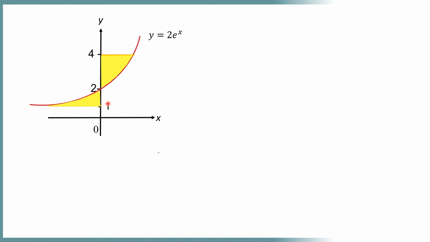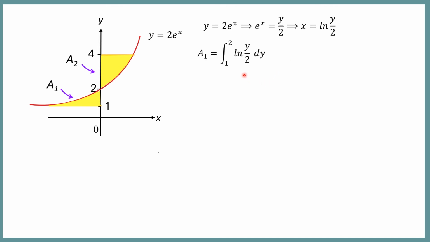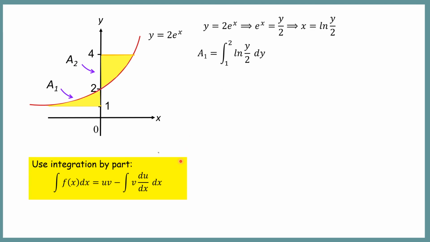Now, label the region on the left side of the y-axis as A1 and the region on the right side of the y-axis as A2. Next, from y equals 2e^x, we convert it to x in terms of y. So the area A1 is the integral of the function ln(y/2) from y equals 1 to y equals 2. Since the function is a logarithmic function, we have to apply the integration by parts method.